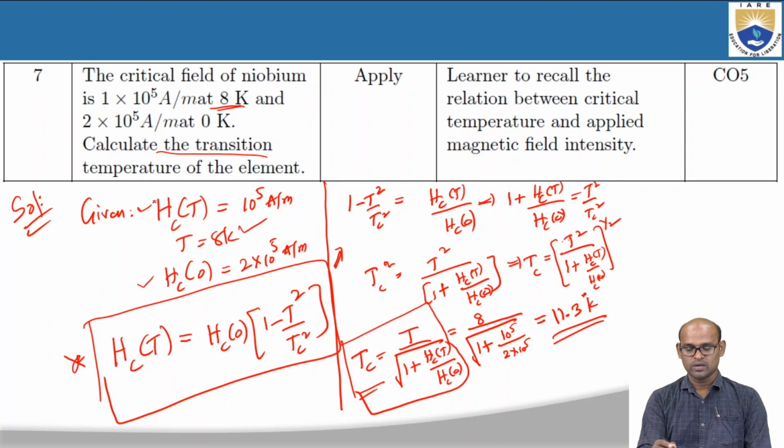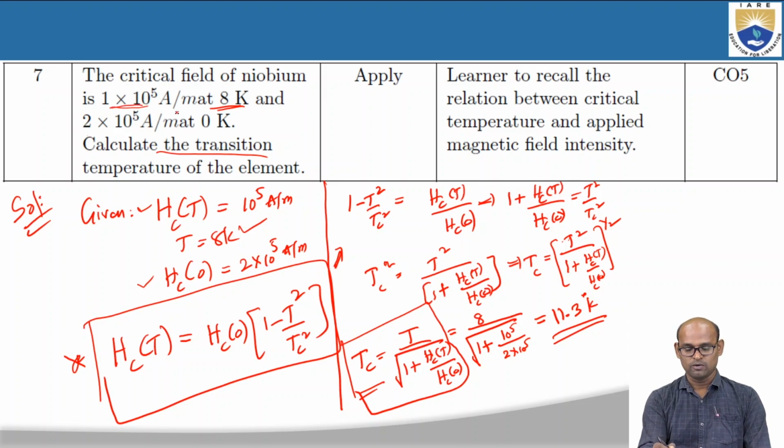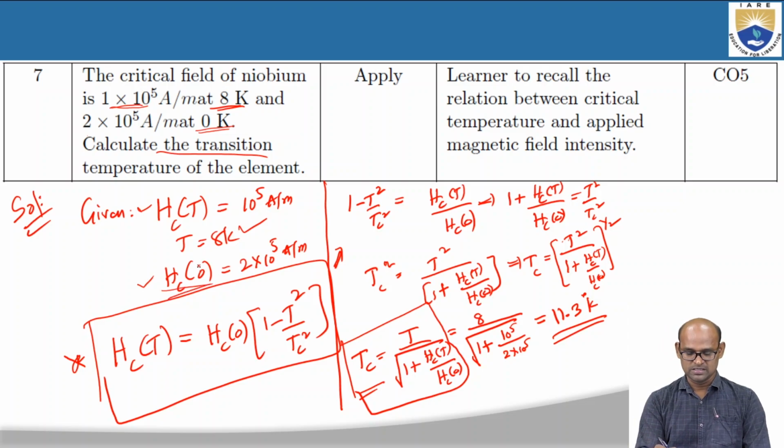To avoid confusion, the critical field of niobium is 1 into 10 power 5 amperes per meter at 8 Kelvin. 8 Kelvin is a finite T, so you should take this as Hc of T. Then 2 into 10 power 5 amperes per meter at 0 Kelvin is Hc of 0, the field at 0 Kelvin. So T equal to 0 is this, and at the finite value T equal to 8 Kelvin is this. So we got Tc as 11.3 Kelvin.